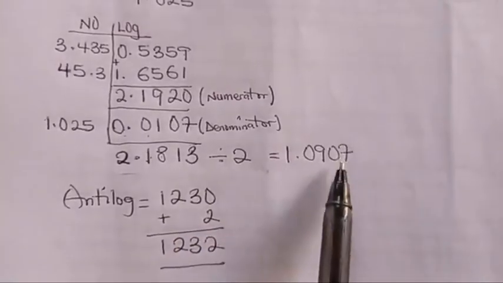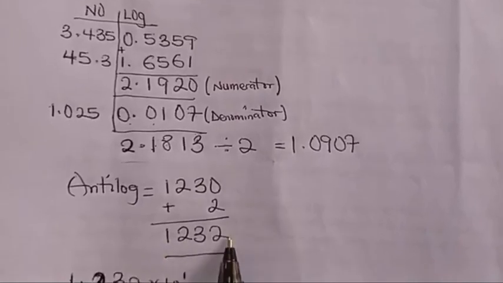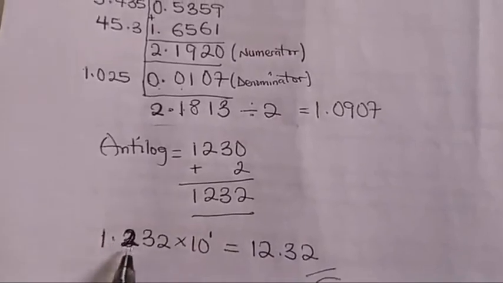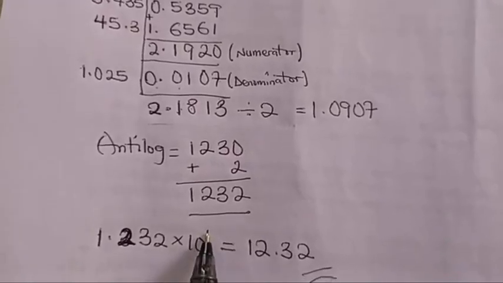At this point now, we'll proceed to finding the antilogarithm of the number. 09 under 0 we had 1230. Difference of 7 we got 2. Summing these up, we have 1232. And lastly, expressing our answer in standard form, we have 1.232 multiplied by 10 raised to the power of 1.